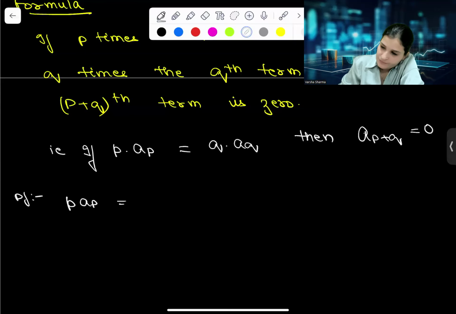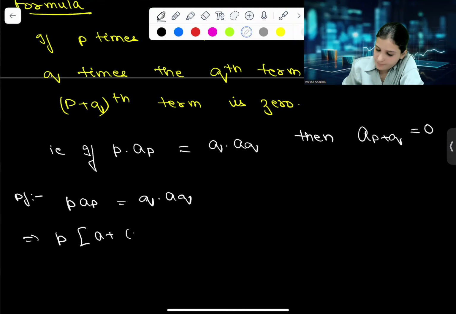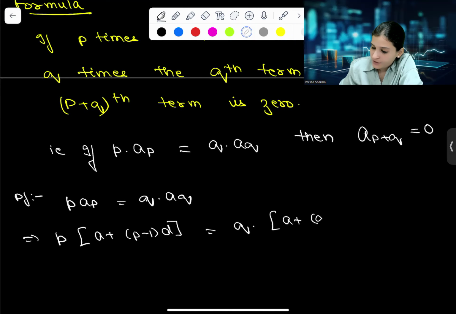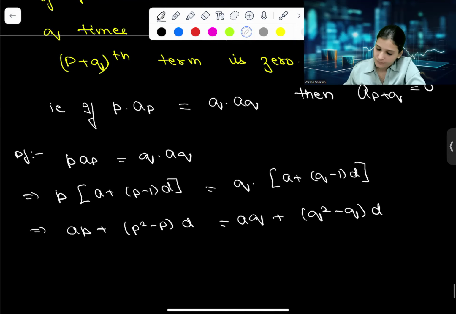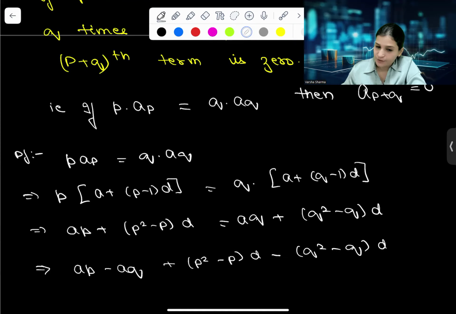P into AP, Q into AQ. Pth term, A plus P minus 1 D, Q into A plus Q minus 1 D. Let's multiply. AP, P square minus PD, AQ, Q square minus QD. AP minus AQ, P square minus P into D, Q square minus Q into D is 0.